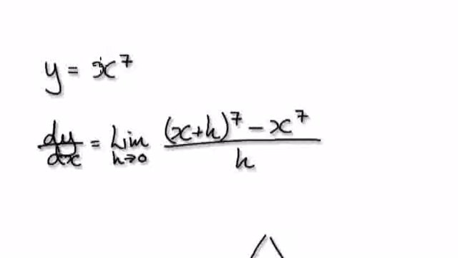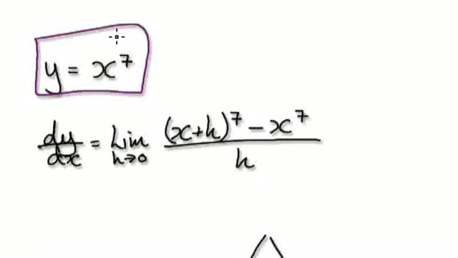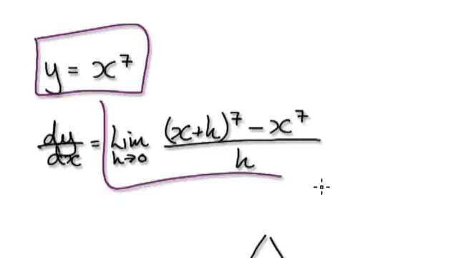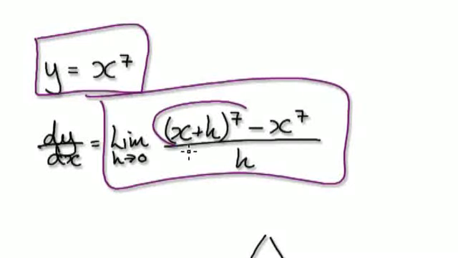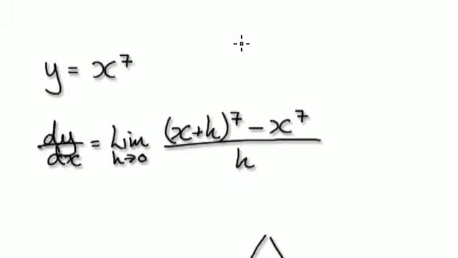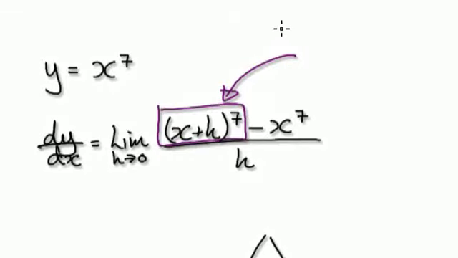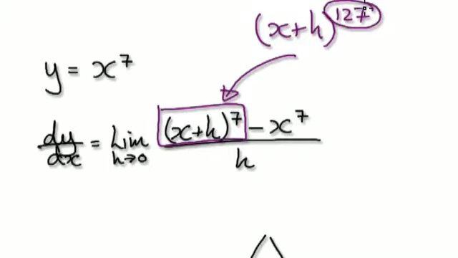So, for example, if we had to work out, when given y equals x to the power 7, dy by dx equals this. Now, the hard part is in this bit here, trying to power it to the 7. This is a lot of work. You could sit there and do it by hand, multiply the bracket out each time. But it is a lot of work, so we would use the binomial theorem just to do this bit for us. So later on, we can do, let's say, x plus h to the power of, let's say, 127, if we wanted to, because the binomial theorem allows us to do this easily.